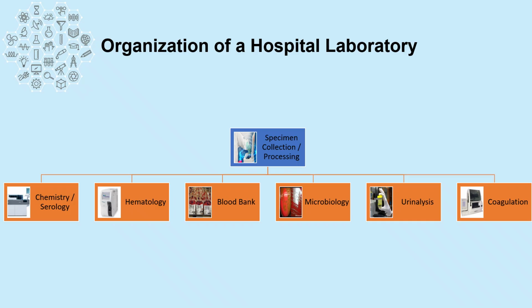Now, in general, in a hospital lab that has a full spectrum of laboratory testing, these are likely the departments that you're going to see. You're going to see chemistry and serology. Usually those are together because a lot of those tests are done on the same instrument or at least in close proximity. Hematology, which is the study of the cellular components of your blood. Blood bank, which identifies compatibility between maybe a patient and the donor if they are in need of blood. Microbiology, urinalysis, and coagulation.